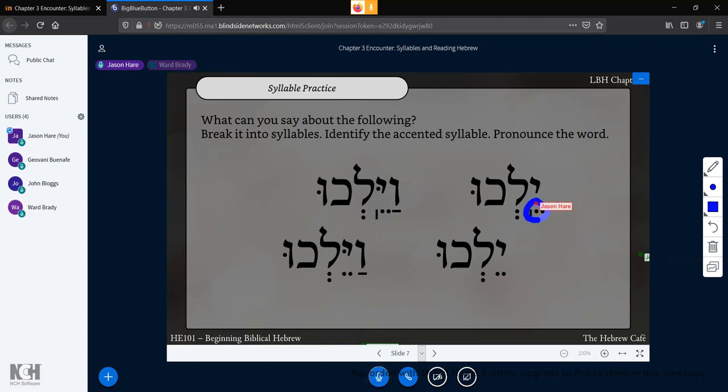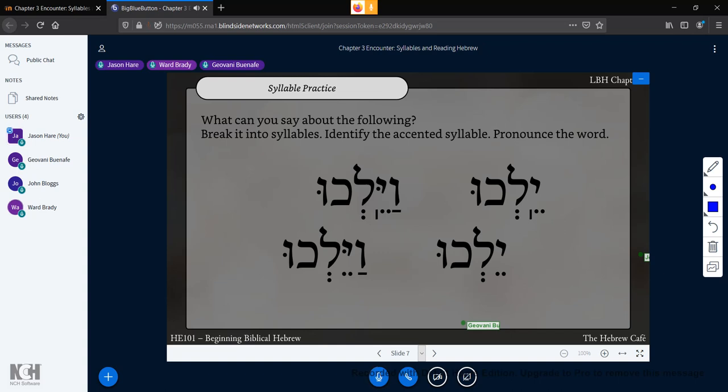Because tsere is a long vowel and it's always long and there's no confusion, you will find it without meteg. You'll find it like this, without meteg, and it's the same. When it's a long vowel, you can already know that the syllable is open and that shva belongs to the next syllable. So basically the meteg serves to indicate that the syllable is open.